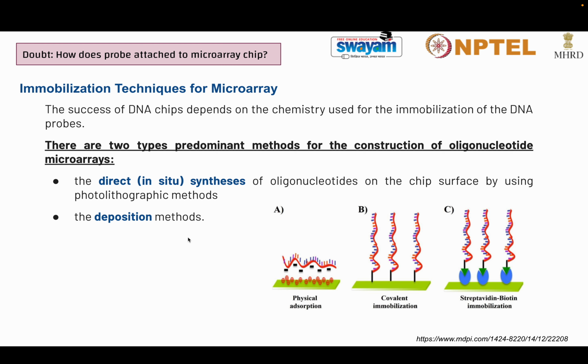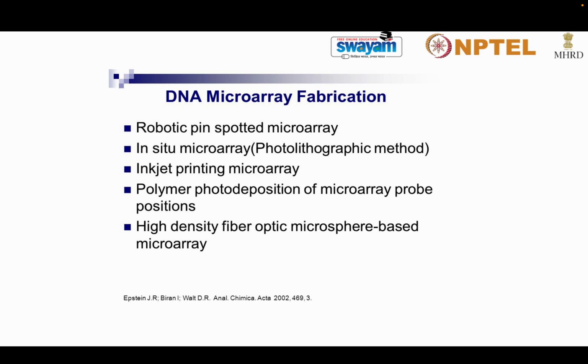The next method is the deposition methods. Here are a few examples. The probes can be attached either due to physical adsorption, or covalent immobilization, or streptavidin-biotin immobilization, due to which probes get fixed to the surface of the microarray, and hence we can proceed with this analysis. I have also provided some of the other methods that are used for this fabrication. This immobilization is also referred to as fabrication.